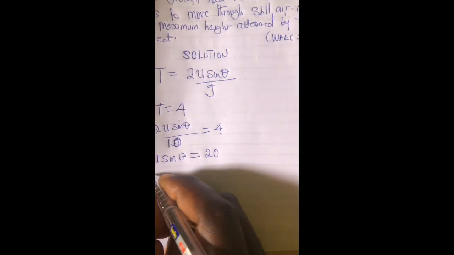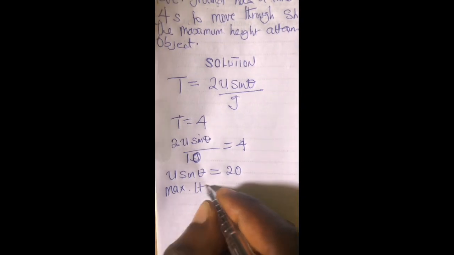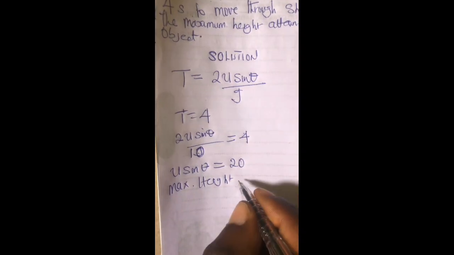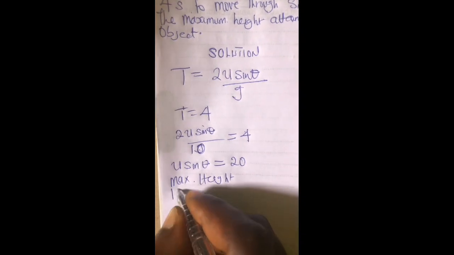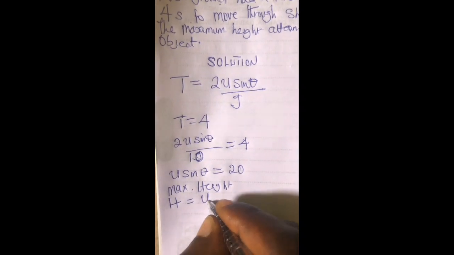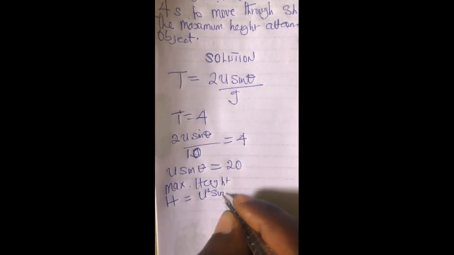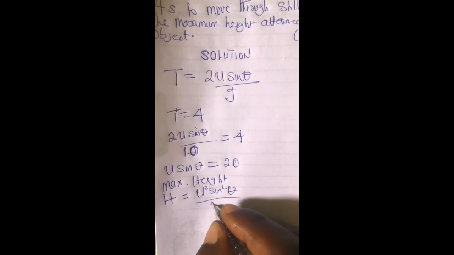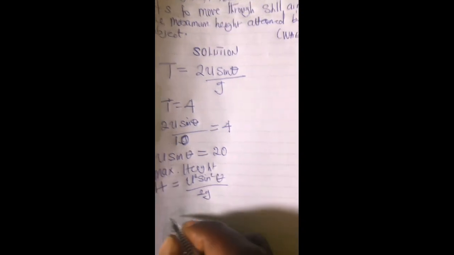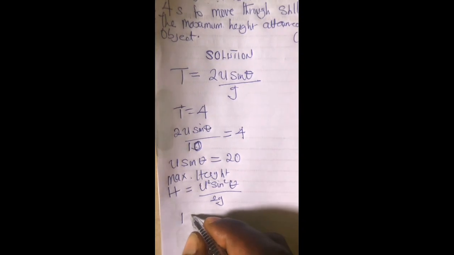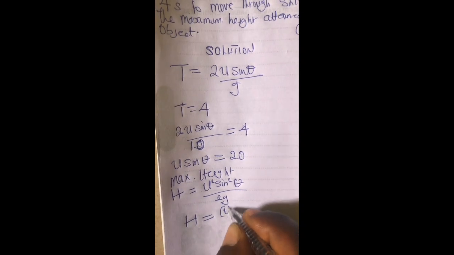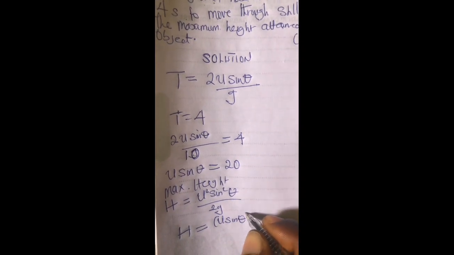Let's progress. We now know that the maximum height h is given as u squared sine squared theta all over 2g. Now squaring everything, our h here will be equal to u sine theta all squared all over 2g. And this is the equation of the maximum height of a body.